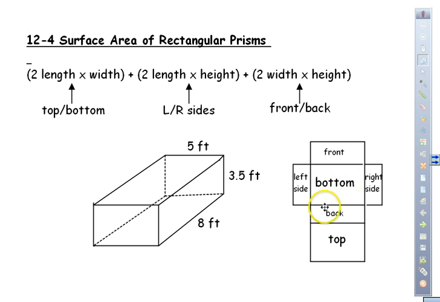This is basically taking a three-dimensional figure, the rectangular prism, and unfolding it so that it is two-dimensional. Go ahead and hit pause and copy down this information.